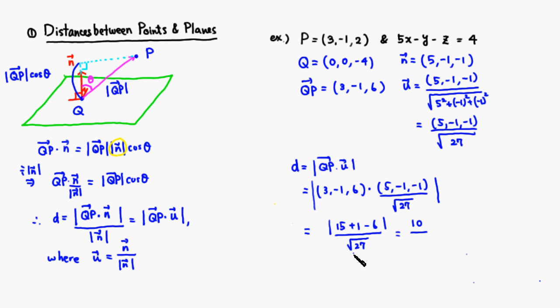over the square root of 27, which is 3 square root of 3. If you want, you can multiply top and bottom by the square root of 3, that way you get 9 on the bottom, and then you have 10 square root of 3 over 9. So that's the distance between the point and the given plane. That's it. I hope that this was clear.